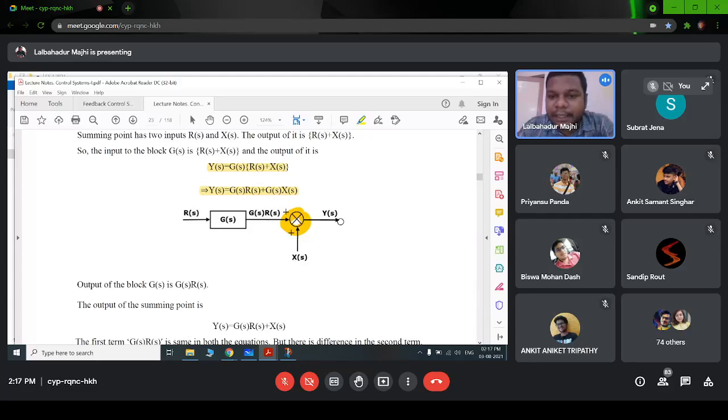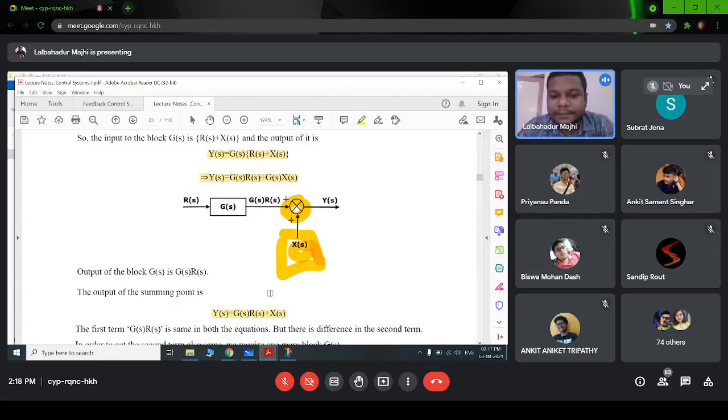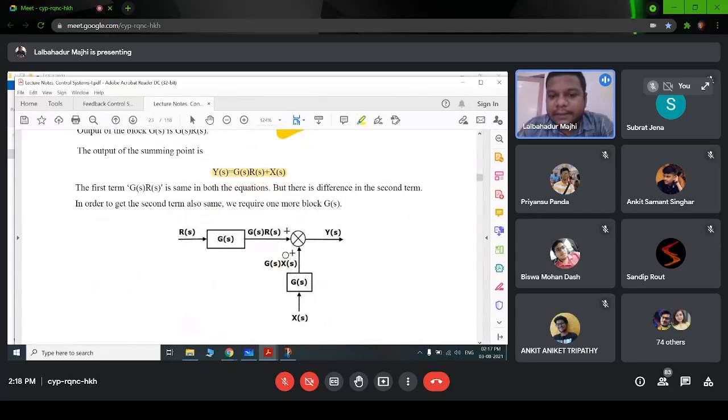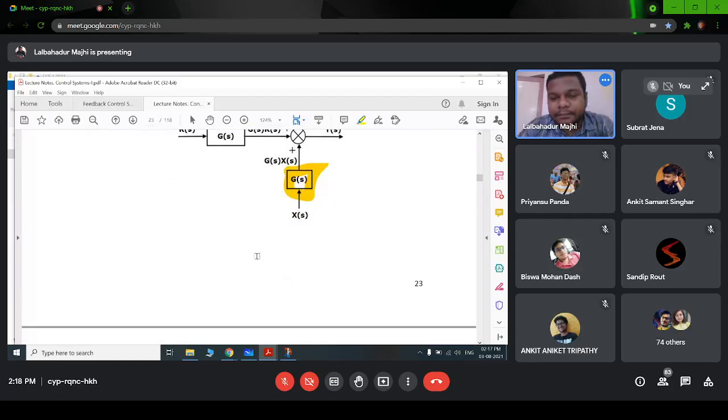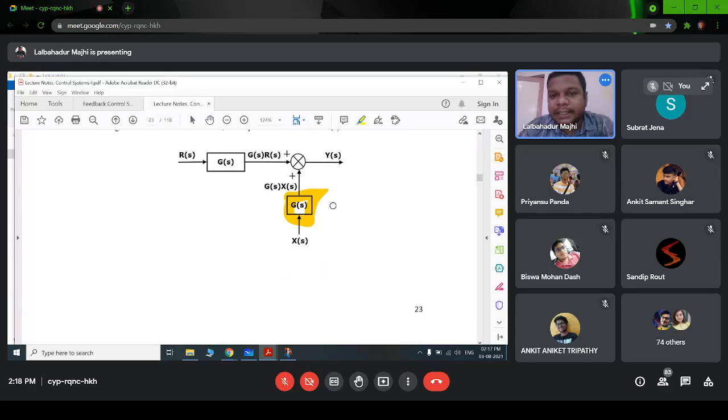But here we can see Y(S) is now G(S) into R(S) plus X(S), so another G(S) is missing in this equation. That means we have to add a block here and put a G(S). Now we can see we have added a block of G(S), and this output Y(S) will be equal to G(S) into R(S) plus G(S) into X(S). Just go through this PDF; I have already shared this one. We have to check that the output always remains the same.